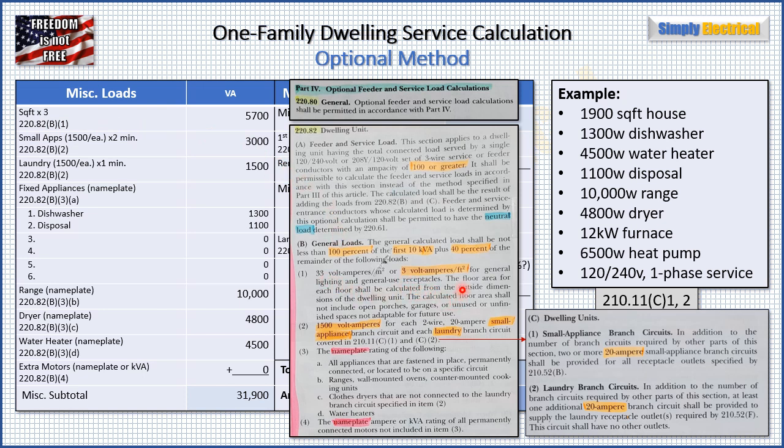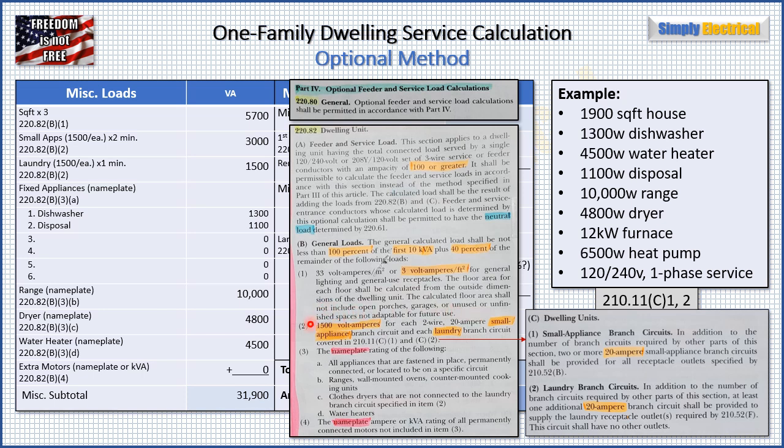It goes on to say, the floor area of each floor shall be calculated from the outside dimensions of the dwelling unit. The calculated floor area shall not include open porches, garages, or unused or unfinished spaces not adaptable for future use. All right, so that's pretty straightforward.